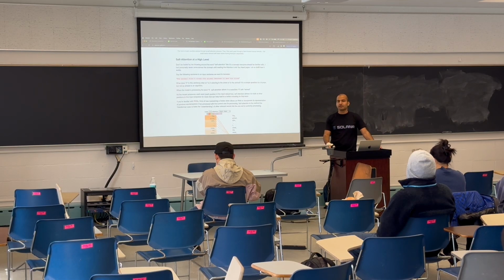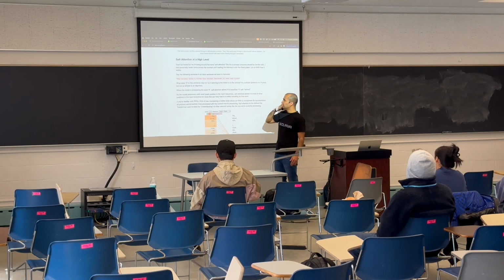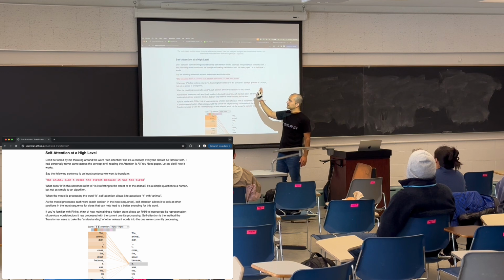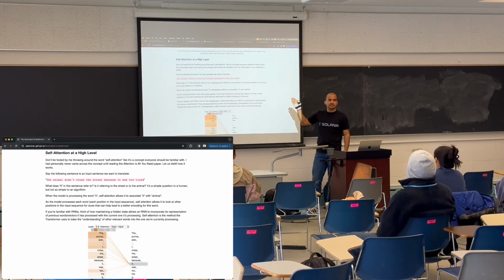Okay, so I can go over it again. Yeah. So why is self-attention required, right? If you look at this sentence, it's the animal didn't cross the street because it was too tired. So what is it referring to? It's referring to the animal.